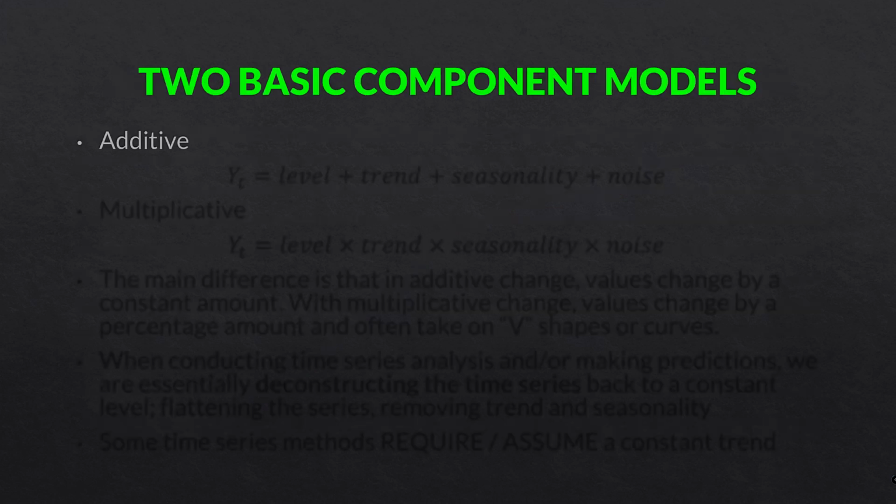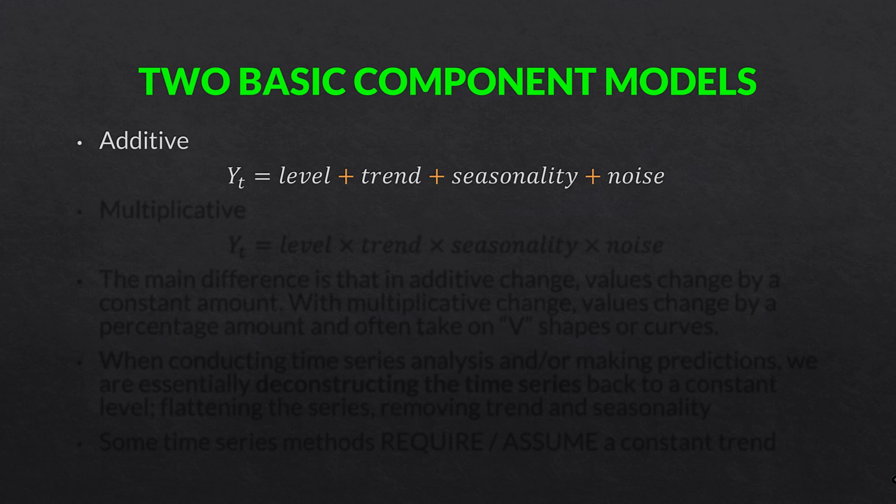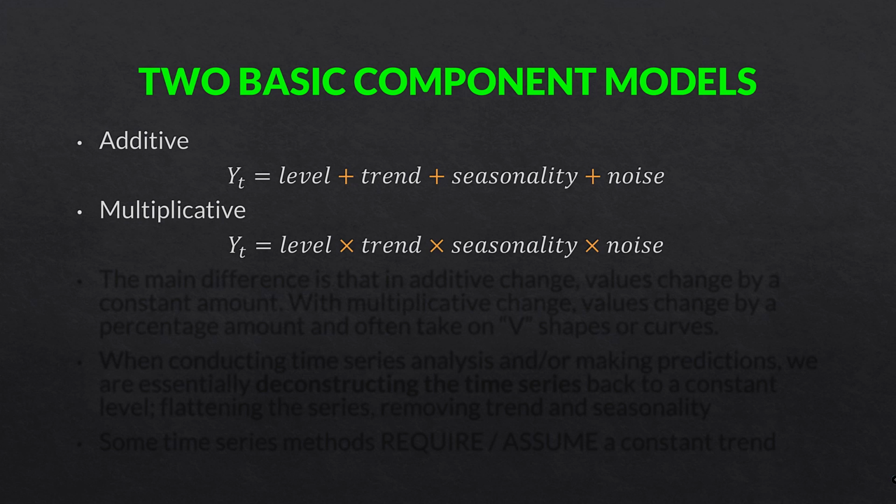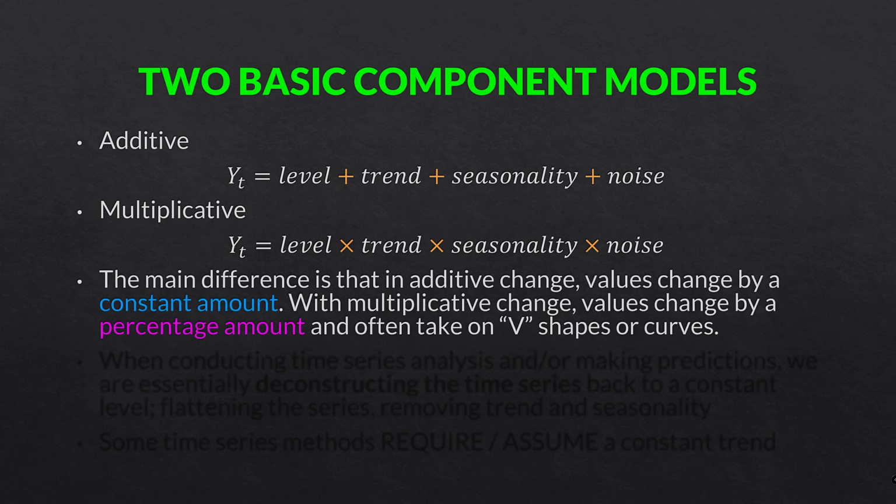So two basic component models. One is additive. In this case, it's level plus trend plus seasonality plus some noise. Then there's multiplicative, which is level times trend times seasonality times noise. And of course there are others, but these are the two basic component models. The main difference is that in an additive change, values change by a constant amount. With multiplicative change, values change by a percentage amount and often take on V-shapes or curves, and we'll see those here in a second.